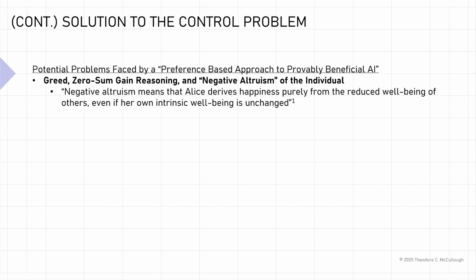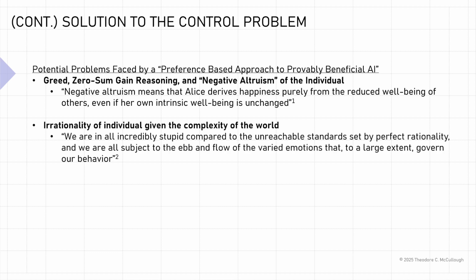Now, Russell acknowledges there are some problems that his preference-based approach to provably beneficial AI must deal with when it comes to human behavior. The first is greed, or what we could call zero-sum gain reasoning, and what Russell calls negative altruism of the individual. This is where, for example, Alice, a hypothetical person, derives happiness purely from reducing the well-being of others. Another problem is the irrationality of humans given the complexity of the world. According to Russell, we are all incredibly stupid compared to the unreachable standards of perfect rationality, and we're subject to the ebbs and flows of emotion.